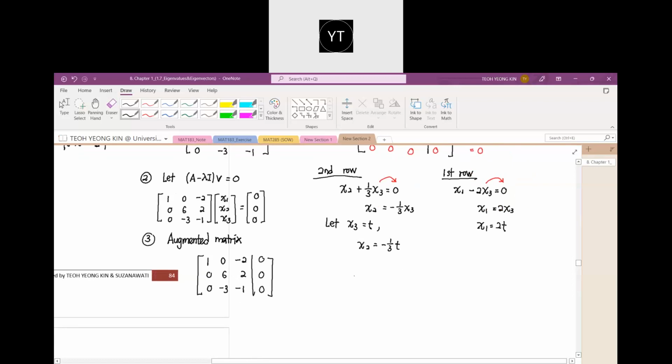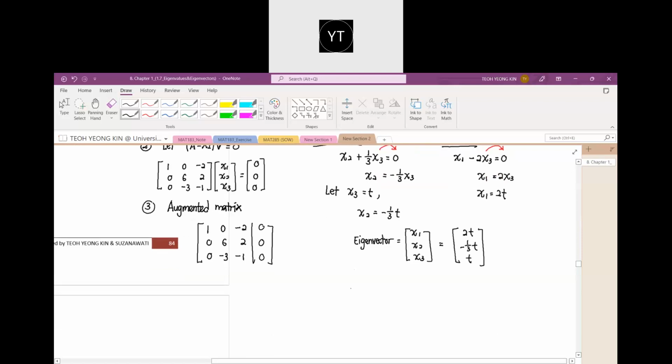So based on this one, our eigenvector. So kita dah dapat eigenvector, which is equals to x1, x2, x3. And we found that our x1 is 2t, x2 is negative 1 over 3t, and x3 is t. So inilah eigenvector kita. So like I mentioned before, in order to get the normal eigenvector, first we need the eigenvalue. Kita dah ada dah. Then kita cari eigenvector. Next is the magnitude.